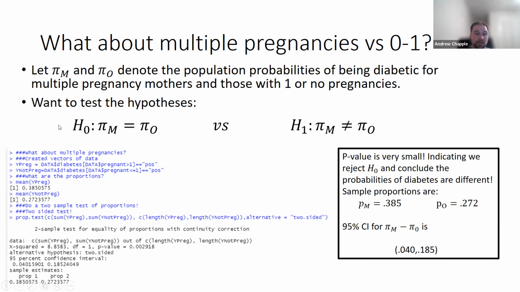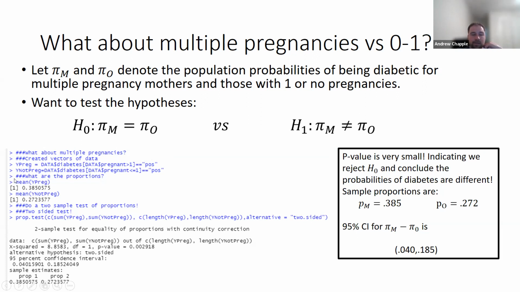So how do I do this? I'm going to do basically the same thing I did before. I'm going to get a new vector y preg, a new vector y not preg. This is going to be ones and zeros because I'm taking the data diabetes and I'm saying, is it equal to this positive value? That converts it into ones and zeros. Data pregnant bigger than 1. This is going to subset out the data there.